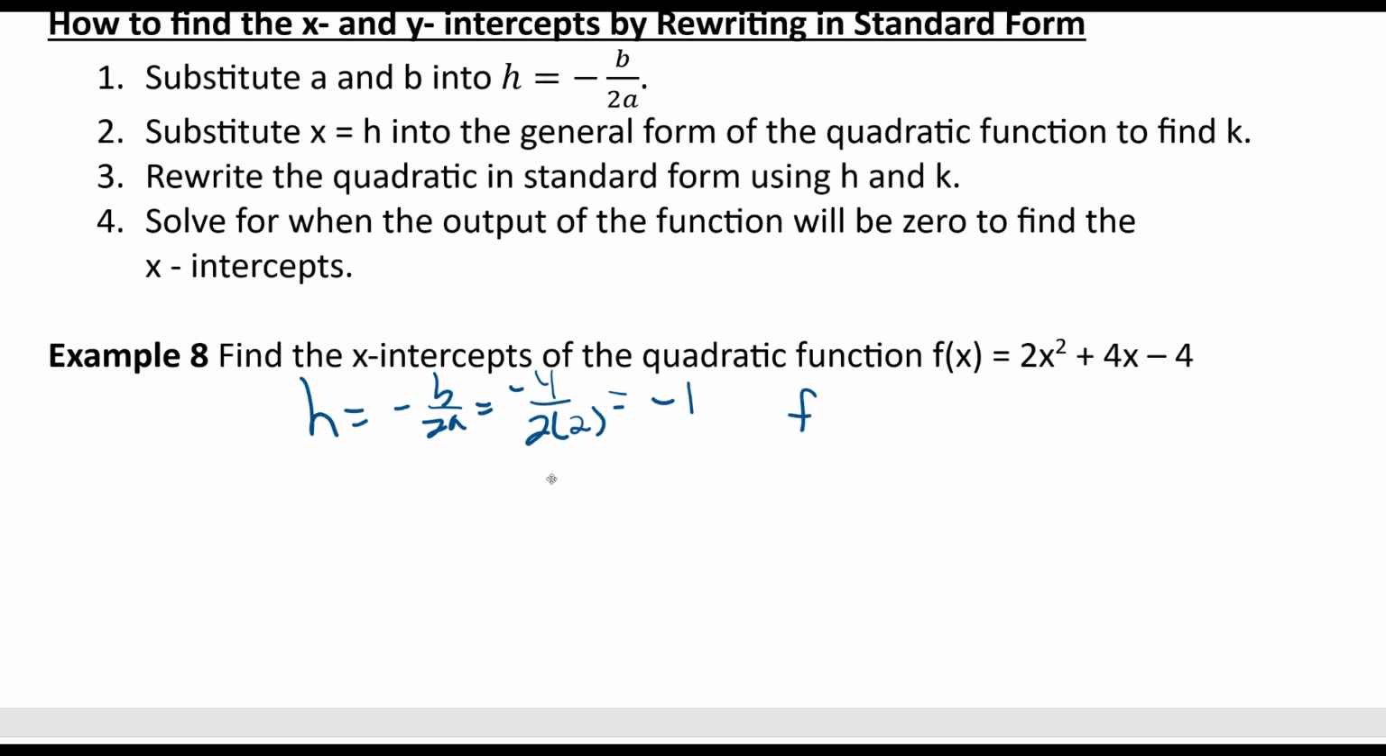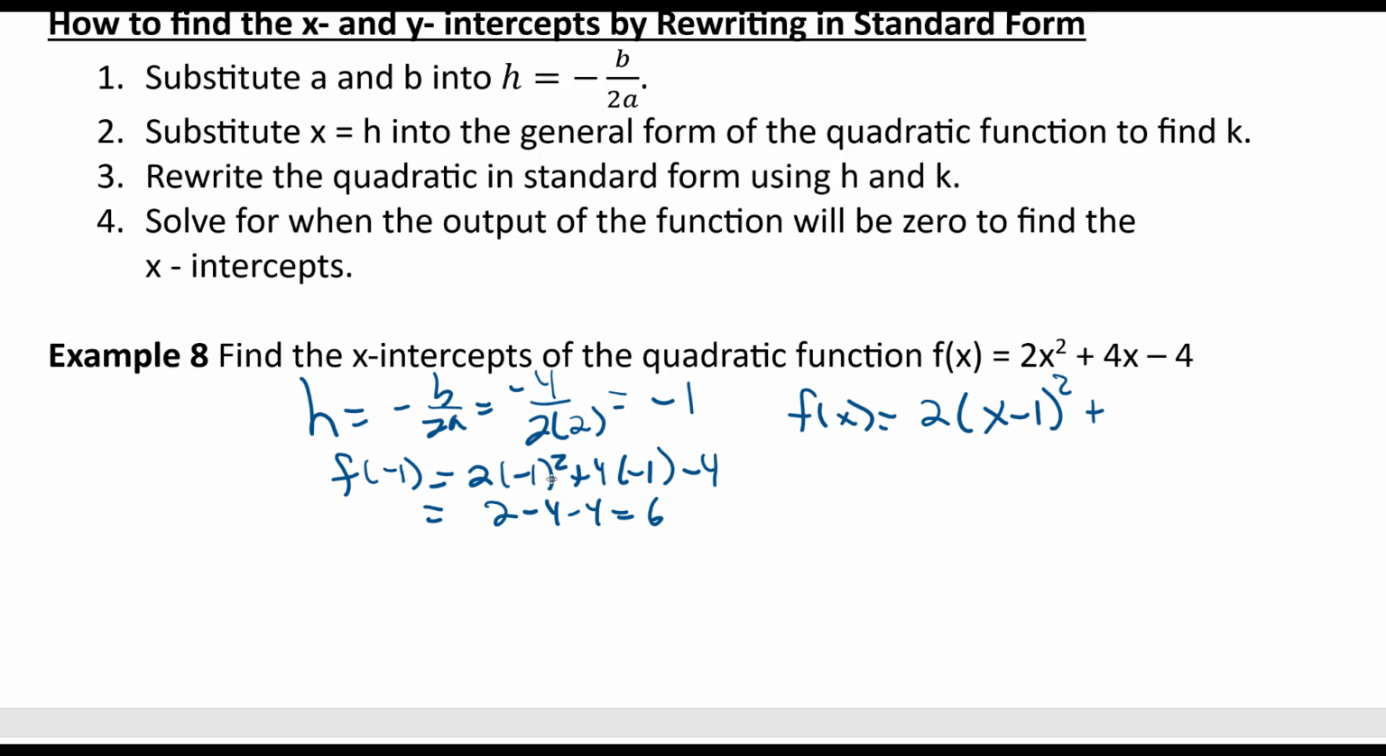So it's going to be f of x equals 2 times x plus 1 squared plus, let's see what that last part's going to be. So f of negative 1 would be 2 times negative 1 squared plus 4 times negative 1 minus 4. So 2 times negative 1 squared, that's just 2, minus 4, minus 4, so I get negative 6. So I can do plus negative 6 or just do minus 6.